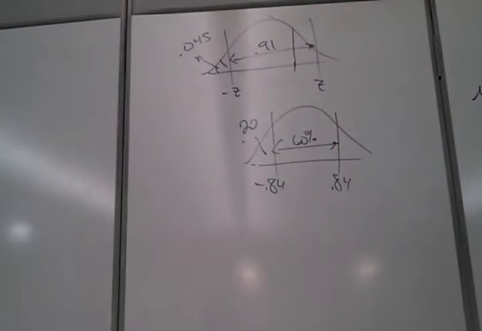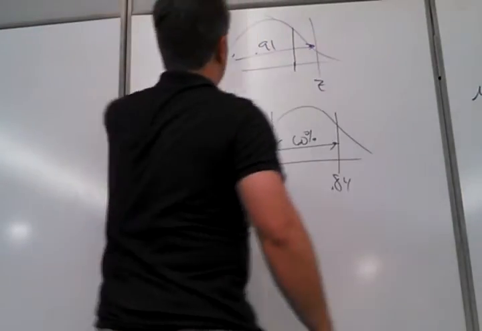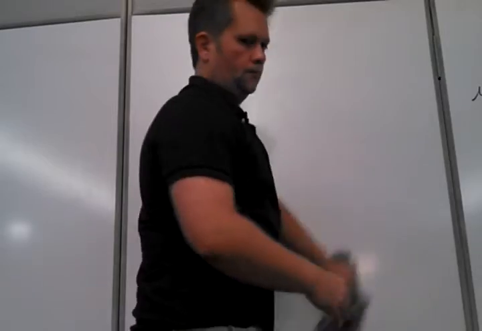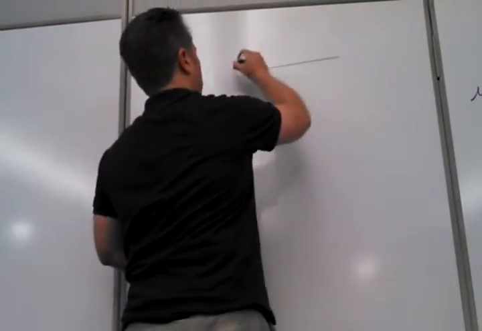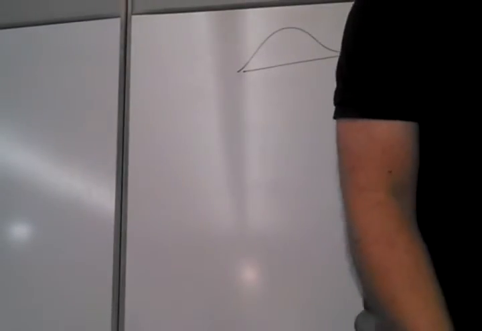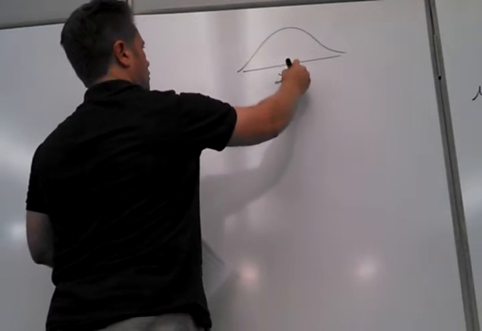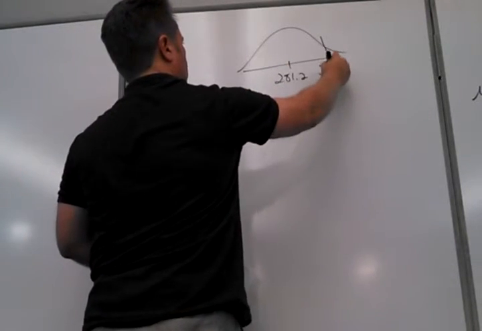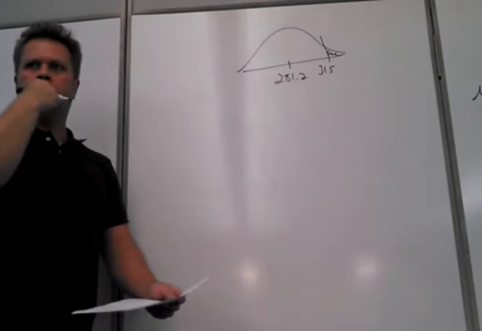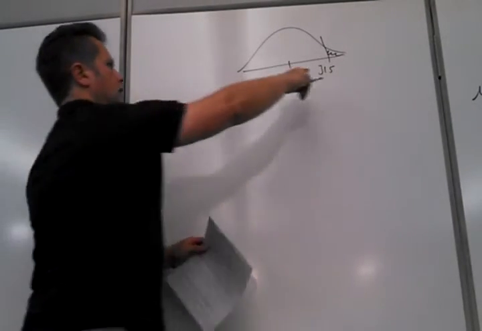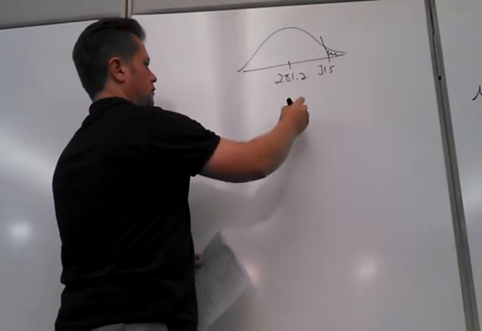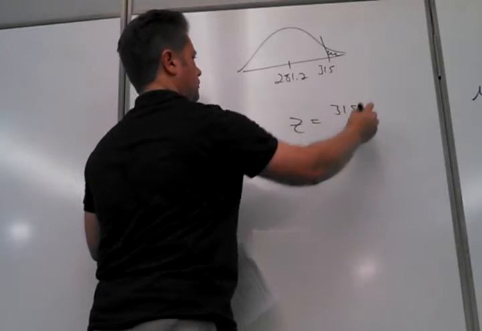So that problem, 5A number 1. Let's do that problem real quick. What would I put in the middle? I know it's normal, right? I tell you at the beginning it's normally distributed. Good. What goes right in the middle? 281.2. I want to know the probability that it's greater than 315. So I take that 315 and I make a z-score out of it.